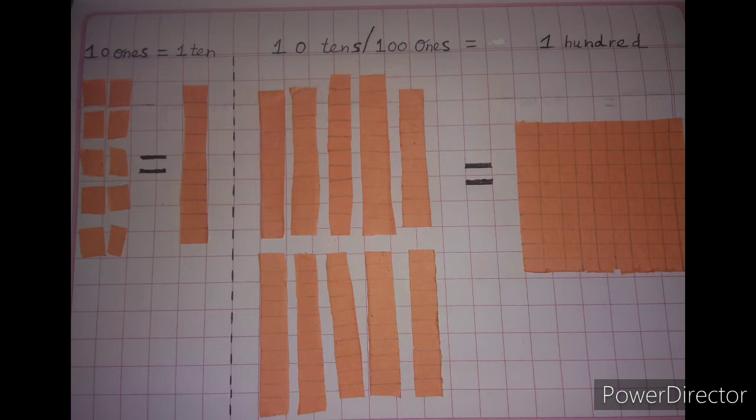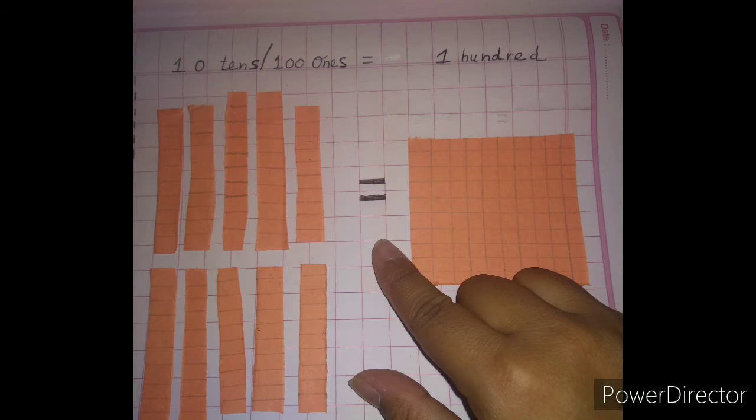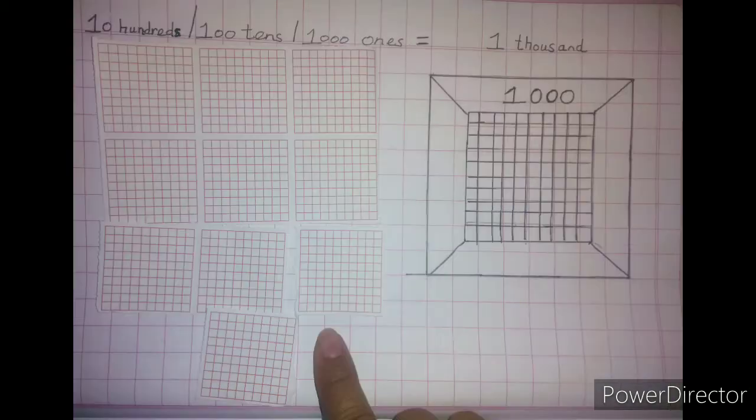When we have 10 blocks of ones, it equals 10. And when we have 10 blocks of tens, or we can say it as 100 ones, it equals 100. Now in this chart you can see some hundreds and 1000. So when we have 10 hundreds, or we can say it as 100 tens or 1000 ones, it equals 1000.